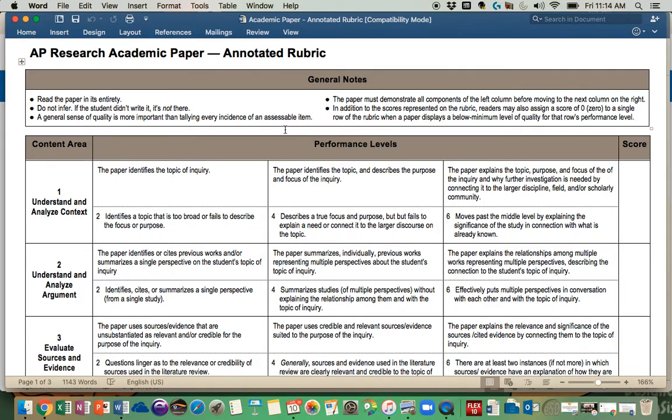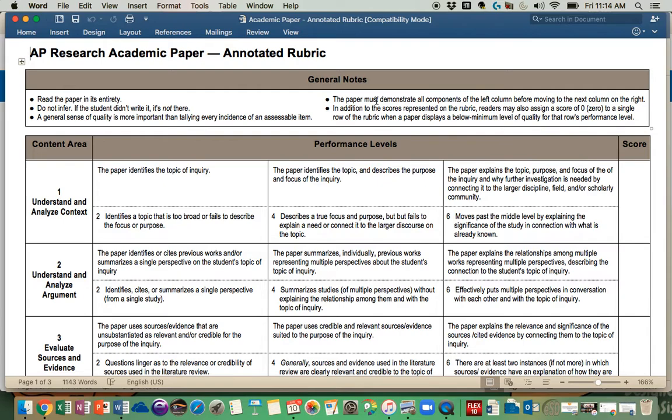Just keep in mind that when you use this rubric, the paper must demonstrate all components of the left column before moving to the next column on the right. In addition, the scores represented on the rubric, readers may also assign a score of 0 to a single row when the paper displays a below minimum level of quality for that row's performance level.